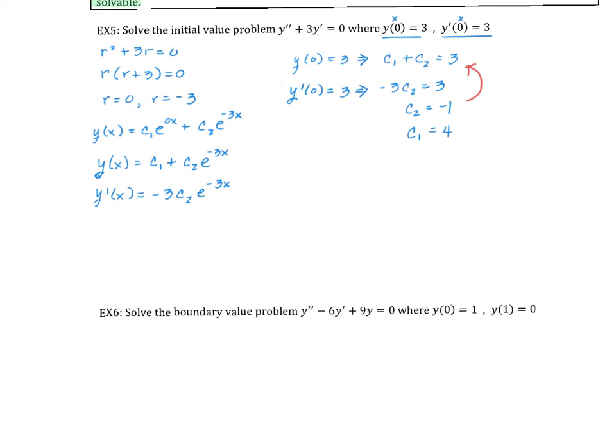All right, so I actually do have a solution. The solution is y of x, going back to my general solution that I got. Or maybe I want the one where I simplified it. I found my c sub 1 to be 4, and then plus c sub 2, but that's minus 1. So it's going to be 4 minus e to the negative 3x.